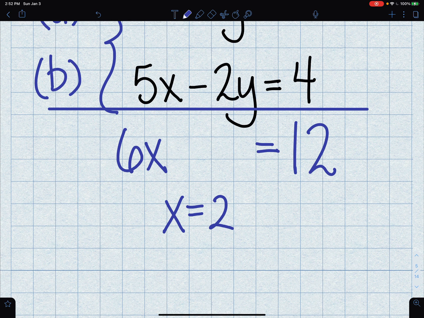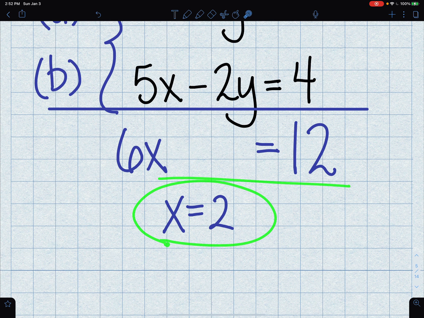Okay. Now, by doing this, we have eliminated the variable of y. That's not in the equation anymore. So that's why it's called the elimination method. You eliminate something by adding the two equations together. And now we can solve the equation 6x equals 12 for x. x is 2, which we did.